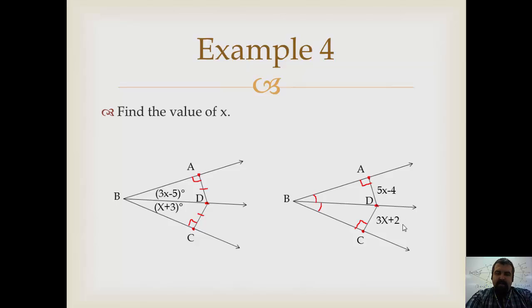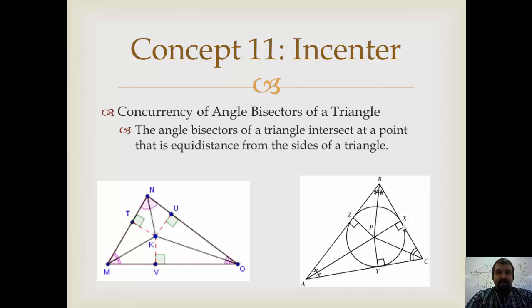Just like before, there's something neat that happens with angle bisectors of a triangle. They form another center, what we call the incenter. The actual theorem in your book is called the concurrency of angle bisectors of a triangle, but the point of concurrency, the point where all the lines intersect, is what we call the incenter. The angle bisectors of a triangle intersect at a point that is equal distance from the sides of a triangle.